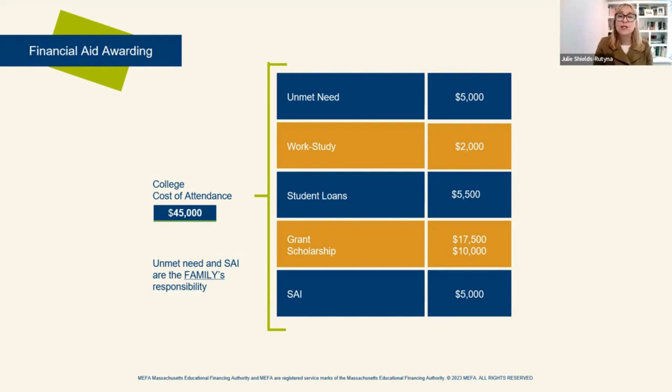But what does this mean in this situation? In this example, it means that you as the family would need to come up with your $5,000 student aid index and $5,000 of unmet need to make sure that your student had enough money, the $45,000, to be able to attend this college for the year. So that's how that works.